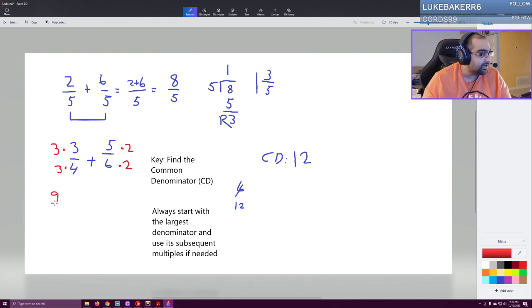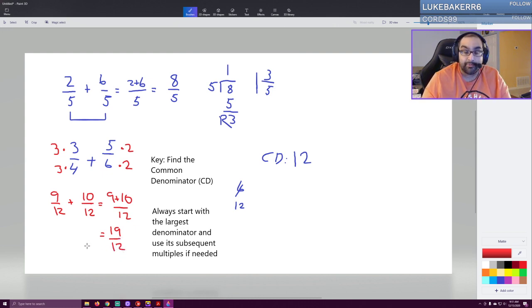So now let's rewrite the problem. Rewriting the problem, we get 9 over 12 plus 10 over 12. This will be done exactly the same way we did in the first example. So here we get 9 plus 10, and we put that over 12, which gives 19 over 12. Remember, keep the denominator the same.